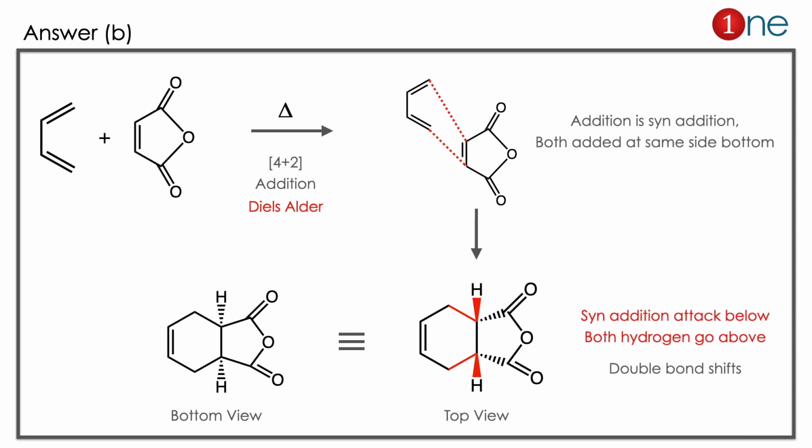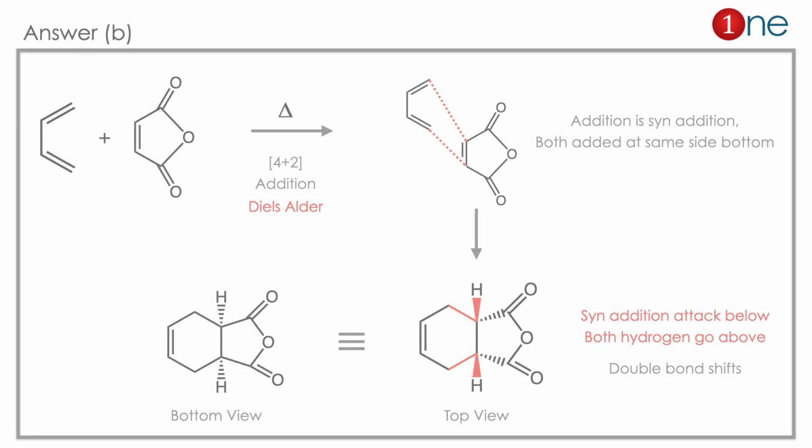Here you have a 4+2 cycloaddition. It's a typical Diels-Alder reaction. So you might already know the Diels-Alder reaction is a syn addition. Both carbons are added on the same face. So the hydrogens should be syn to each other. Either you can view from above or below, the answer will be the same. The answer is B.